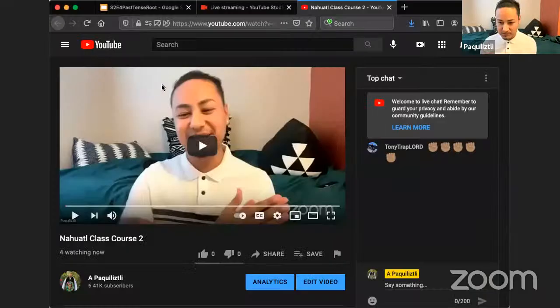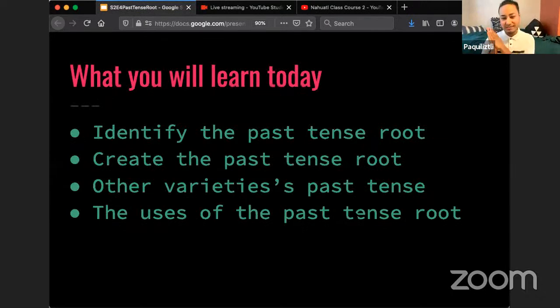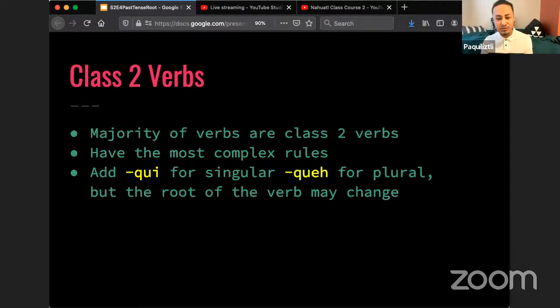Let me share my screen, and then you should be able to see my lecture. Let me move it to the center so I can see it. Okay, so we're going to focus on the past tense root. I know that it's been classes all about the past tense, but today it's more about the past tense root. The reason that this also matters is because other varieties use the past tense root as their past tense in general. And so I'm going to show you how that works, and other ways to use the past tense root. The past tense root is not in and of itself its own tense, I guess, but like I said, some varieties do use it.